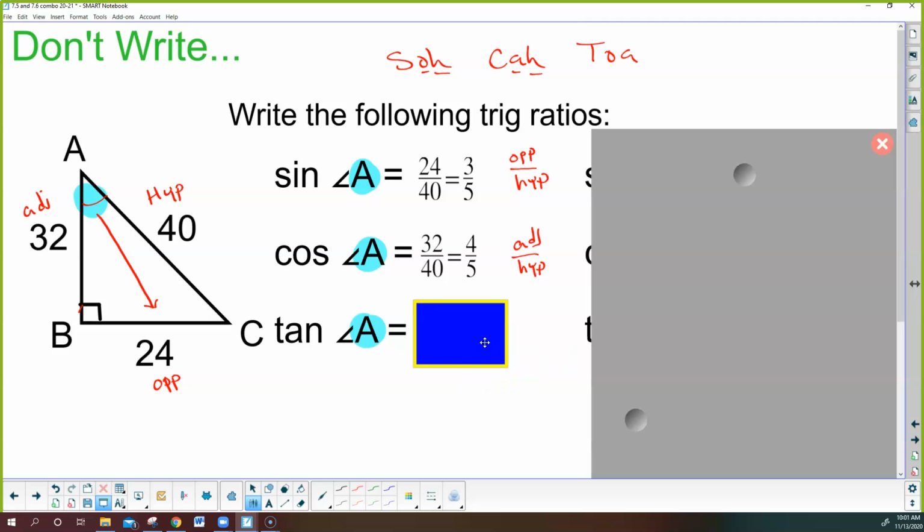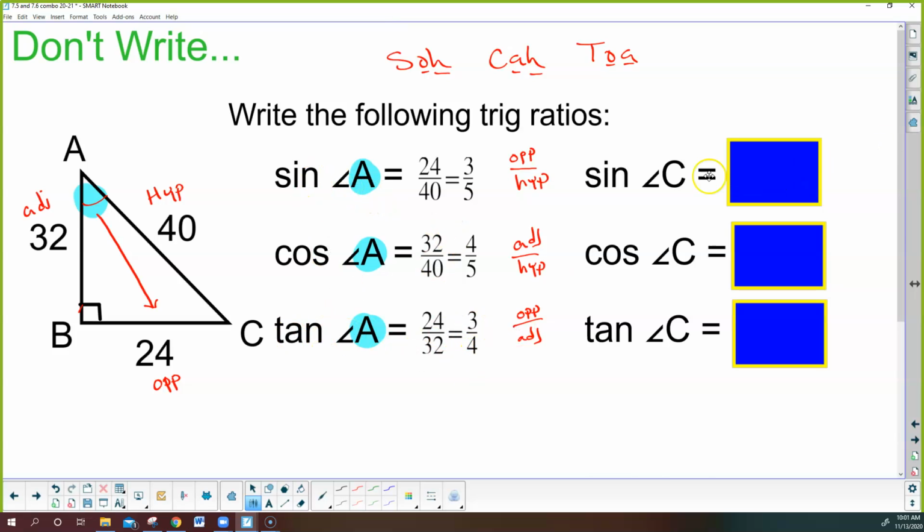And then what is tangent? Tangent is the TOA. That's the opposite over the adjacent. All right, so opposite we labeled as 24, adjacent we labeled as 32. And there is the ratio for tangent, opposite over adjacent.